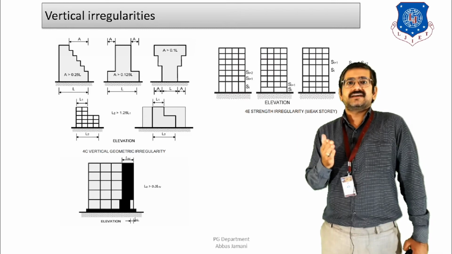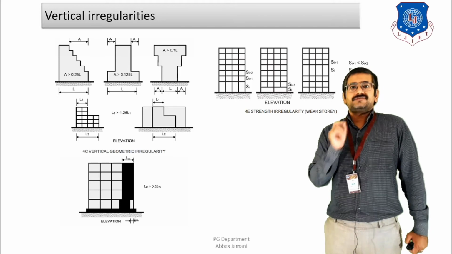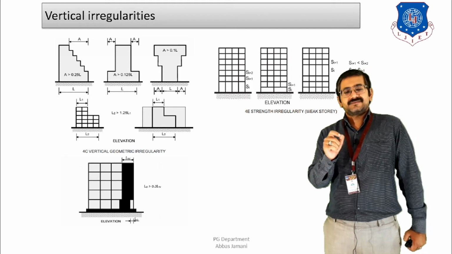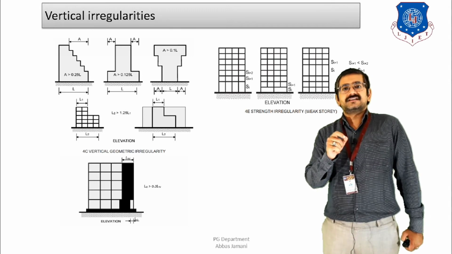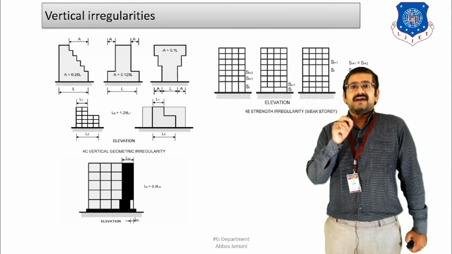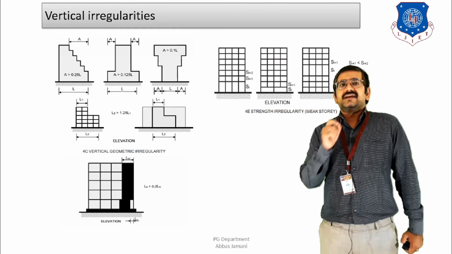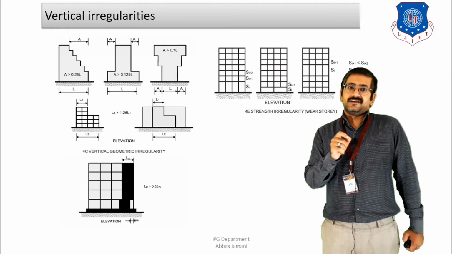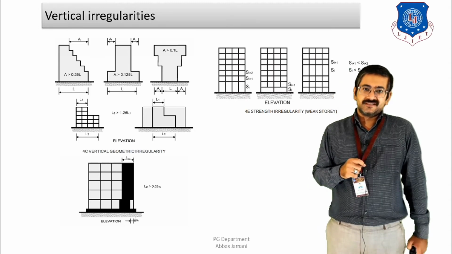So in all these three cases, the possibility is that the lateral strength is reduced. In case of soft story, the word was lateral stiffness, but here in case of strength irregularity or weak story, the consideration is for lateral strength, right? If the lateral strength is less than the story above, then it can be considered a weak story. That is the fifth type of irregularity that the code is discussing.